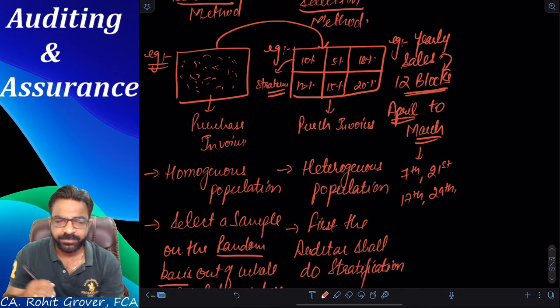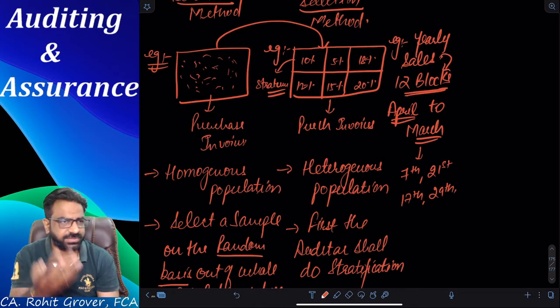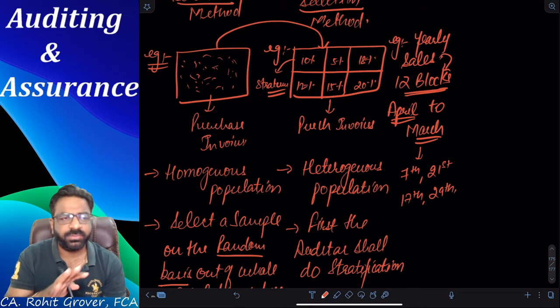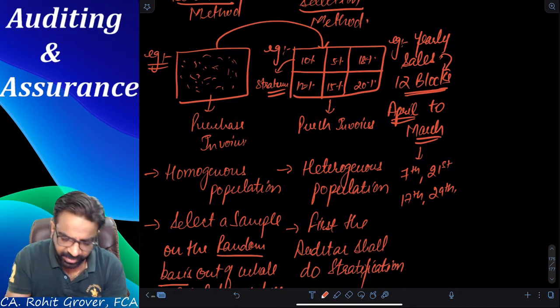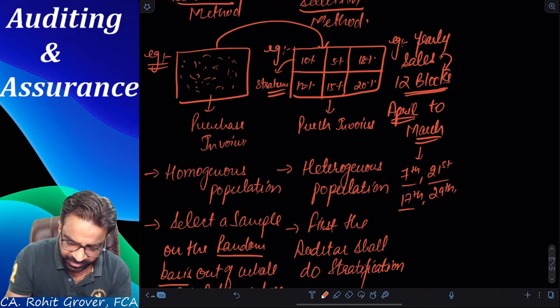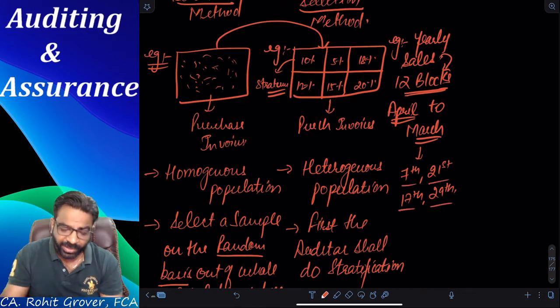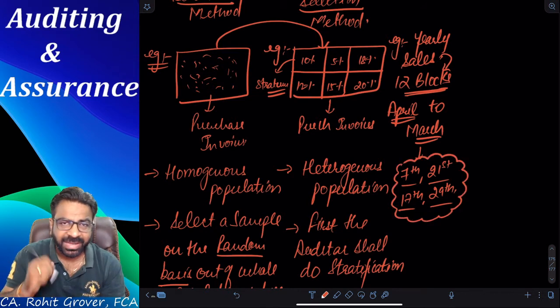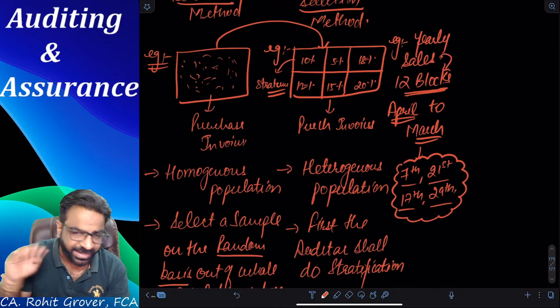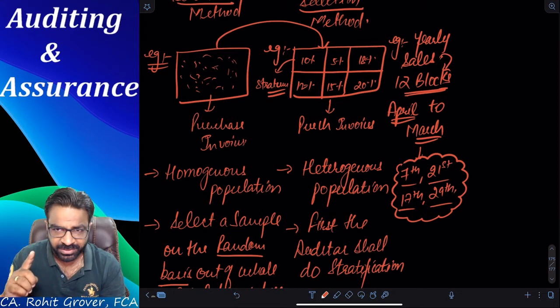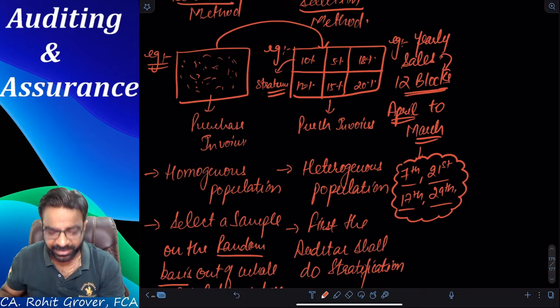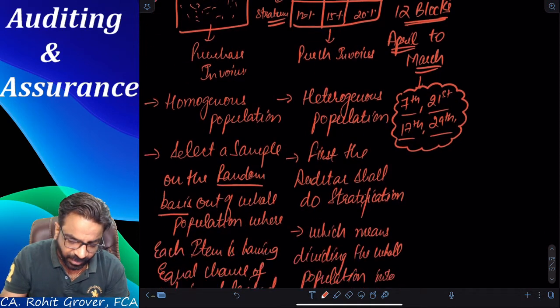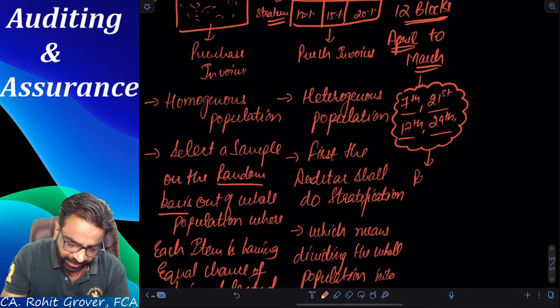Are you getting the point? Say for example, these are the... yes, you are also correct, Komal. So my random dates which came to my mind are 7th, 21st, 17th and 29th. Now what did I do? In the first block, I selected 4 dates randomly.